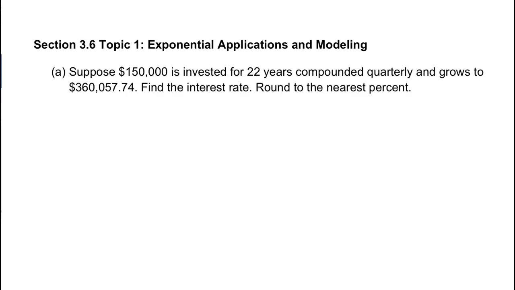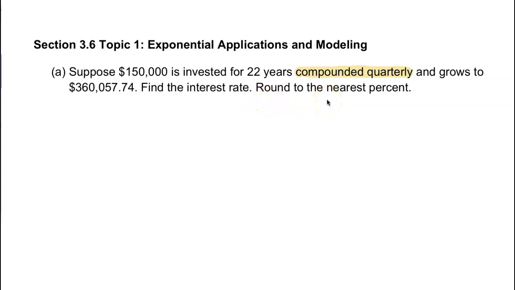Hello, this video is for Nova Online Math 161, and today we're looking at section 3.6, topic number 1, on exponential applications and modeling. Suppose $150,000 is invested for 22 years compounded quarterly. I'm going to highlight this keyword, compounded quarterly, and grows to $360,057.74. Find the interest rate, round to the nearest percent.